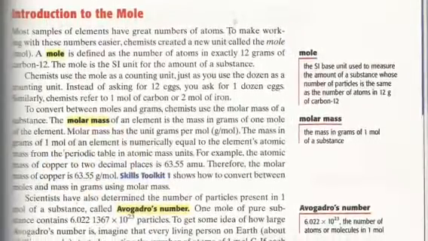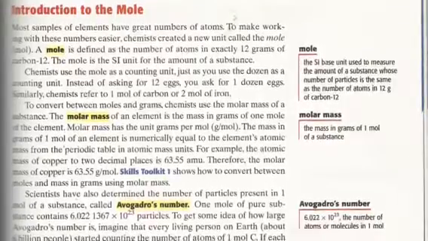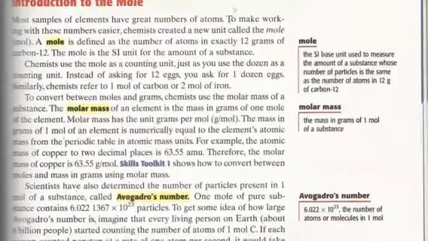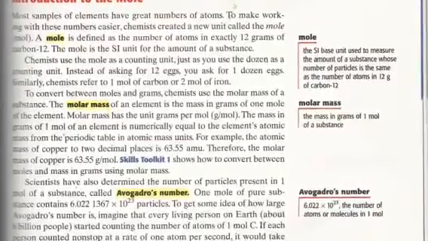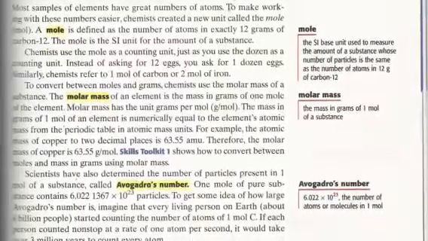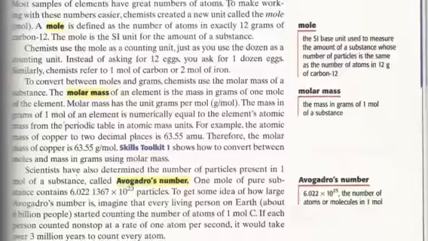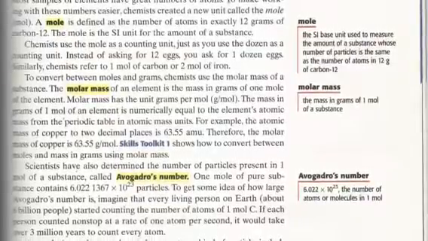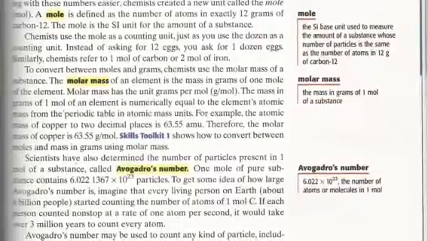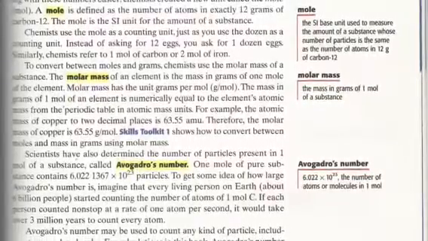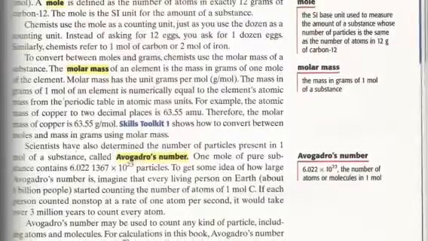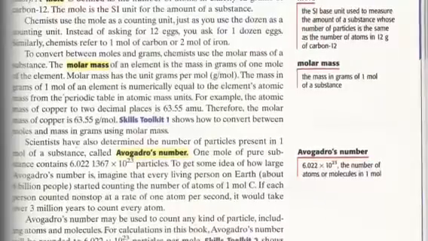Introduction to the mole. Most samples of elements have great numbers of atoms. To make working with these numbers easier, chemists created a new unit called the mole. A mole is defined as the number of atoms in exactly 12 grams of carbon-12. The mole is the SI unit for the amount of a substance. Chemists use the mole as a counting unit, just as you use the dozen as a counting unit. Instead of asking for 12 eggs, you ask for 1 dozen eggs. Similarly, chemists refer to 1 mole of carbon or 2 moles of iron.